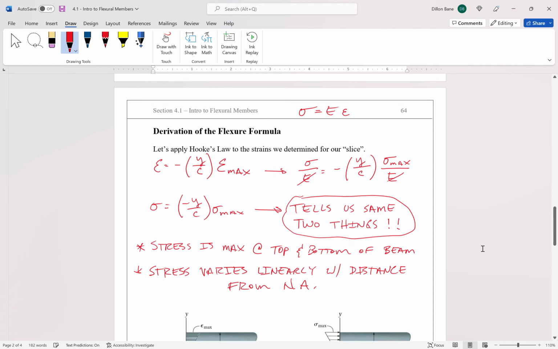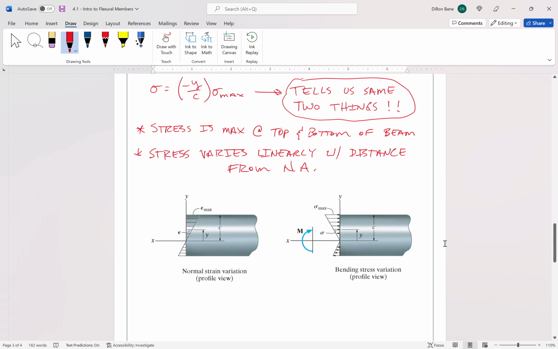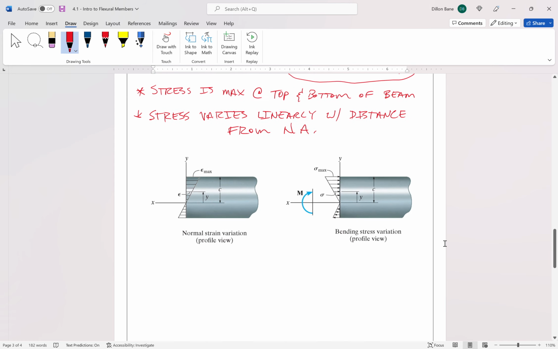All right, so summing this up into picture format here, I've got the strain profile, right? So the strain profile is on the left and the stress profile is on the right. Okay, so for this particular beam that we're doing our derivation on, we've applied the end moments such that the top of this beam will be in compression. It's smiley face bending. The bottom will be in tension. So the x-axis here represents that neutral axis, right?